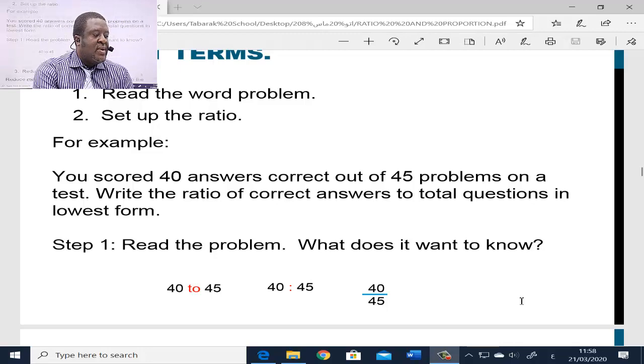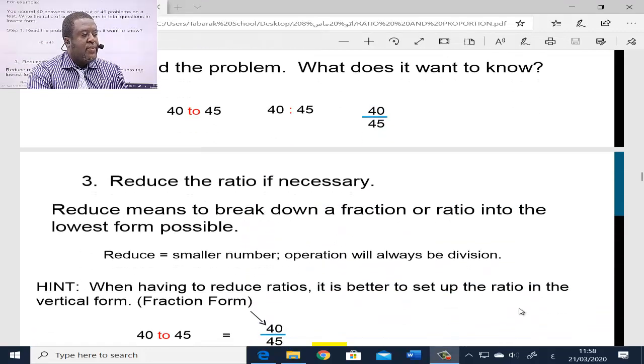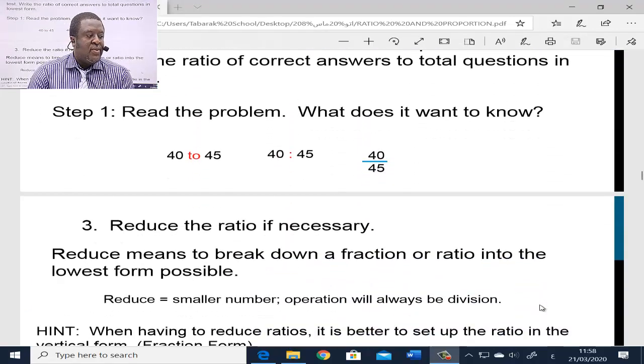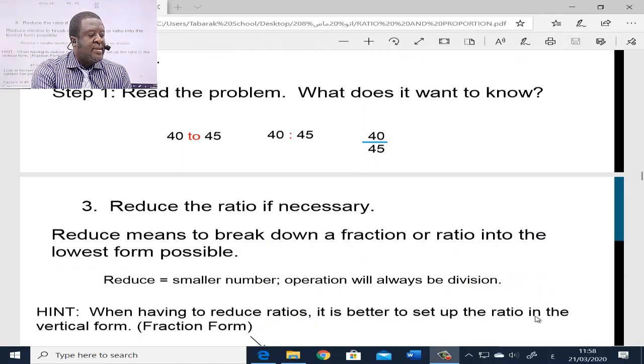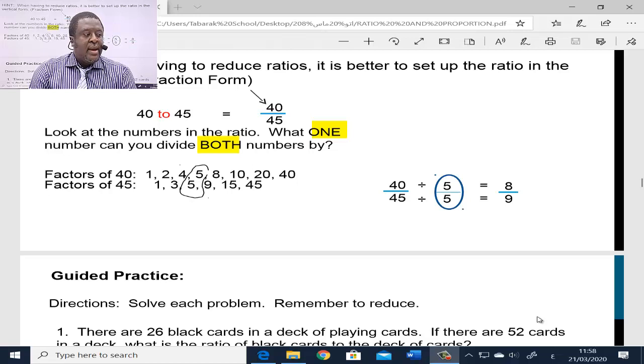What does it want to know? Now in step 2, you have to set up a ratio, and here we set up the ratio to be 40 to 45. And step 3 is to reduce the ratio if necessary. So here we have 40 out of 45. By reducing it, the highest common factor is 5. So when you reduce it, it becomes 8 out of 9.